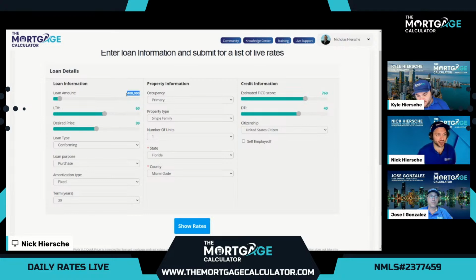So we're going to start with a nice easy loan amount of $400,000. We're going to set our LTV to 80. That means 80% loan, 20% down payment. We're going to tell the computer to find the best price at 99. That means one discount point in cost. Most of our customers are asking to buy down the rate a little bit since rates are higher than most people would like right now.